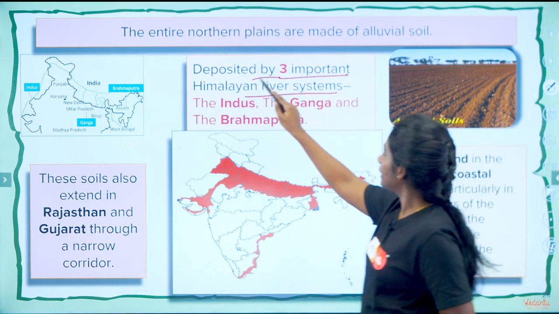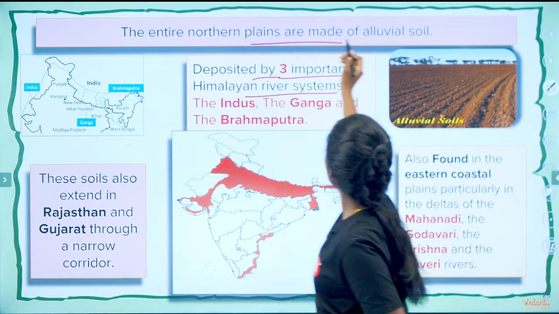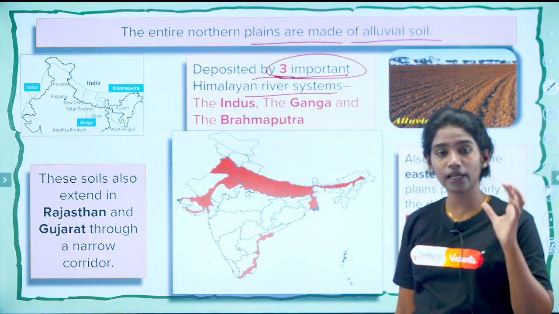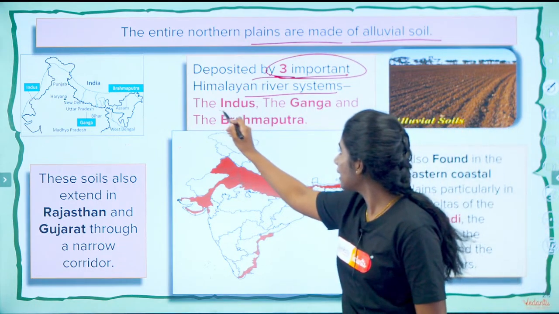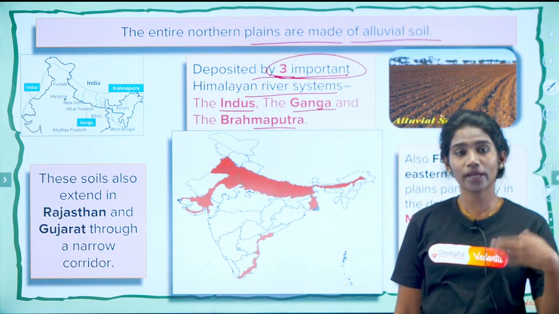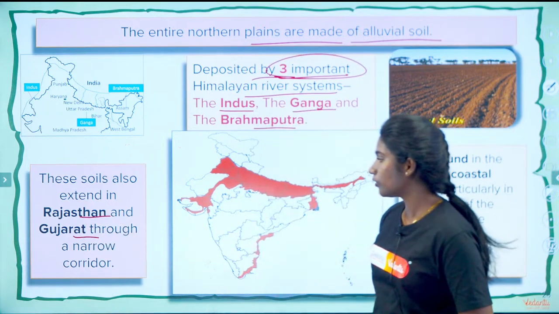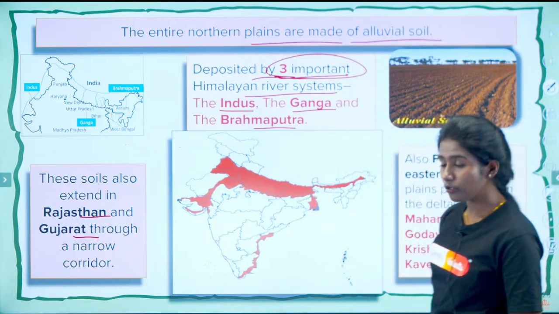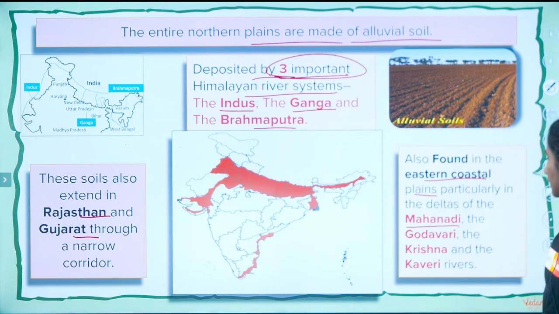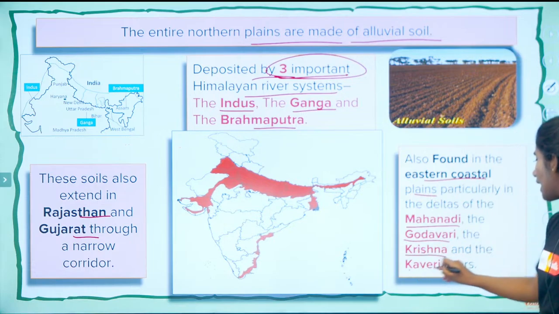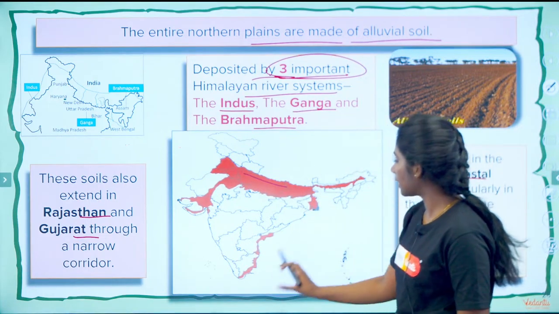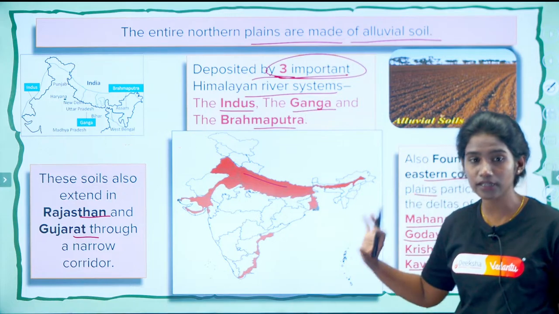Okay. So see, it is the northern plains. The entire northern plains are made of alluvial soil. Here it is deposited by three important Himalayan rivers, namely Indus, Ganga, and Brahmaputra. Where do you see this alluvial soil? We get to see it in Rajasthan and Gujarat through a narrow corridor, and also in the eastern coastal plains, particularly in Mahanadi, Godavari, Krishna, and Kaveri. See the red color marked in the map. These are the regions where alluvial soil is found.